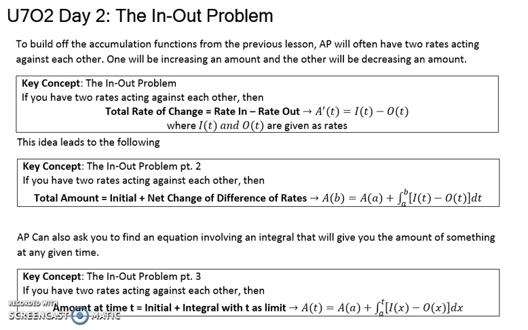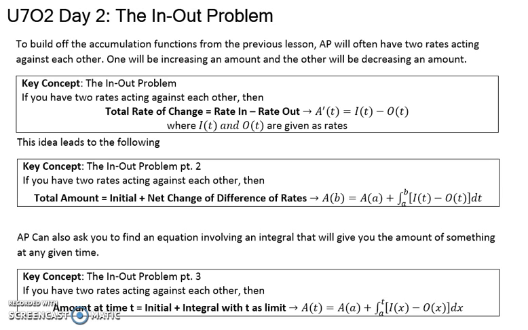So it's just like the accumulation problem, except now the rate that we're taking the integral of is a difference of rates. One thing that AP tends to ask that's a little bit different with the in-out problems is they oftentimes ask you to come up with an equation that will tell you the amount of stuff that you have at any given time. The difference between part 2 and part 3 is that part 2 asks how much stuff you have when t equals 7. Part 3 asks you to give an equation for the amount of stuff at any time.